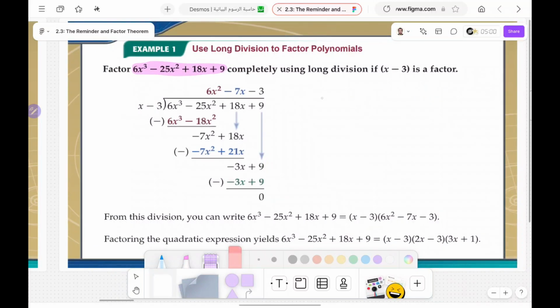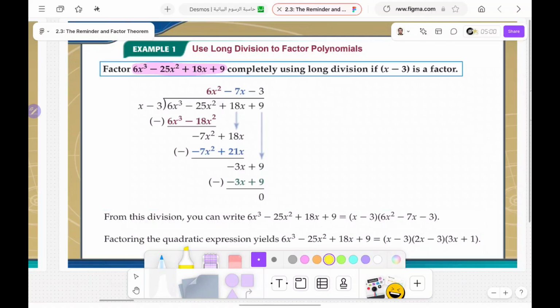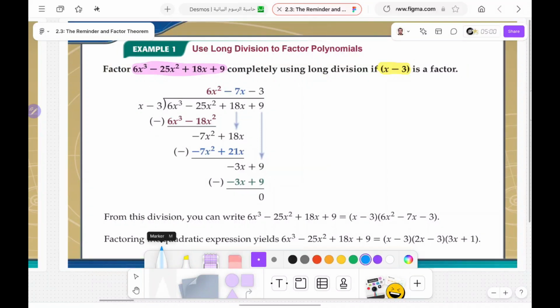Now, after we understand why we're doing long division, which means we need to find the factor, let's divide this polynomial completely using x minus 3. So is x minus 3 a factor? Let's test this. First, we put the dividend, which is the polynomial, under the line of the long division. Then we put the divisor outside the long division.